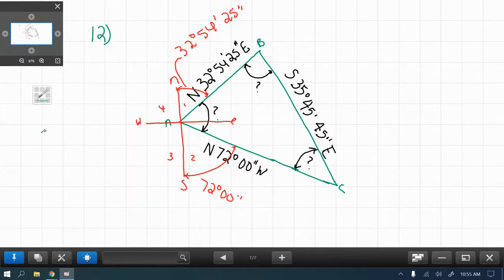So I would take 32 degrees, 54 minutes, 25 seconds, add that to 72 degrees, 27 minutes, 27 seconds, and that would be how much? It was 27 minutes, just 72 degrees, 27 minutes. Right here? Right.